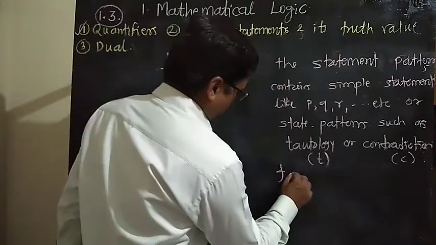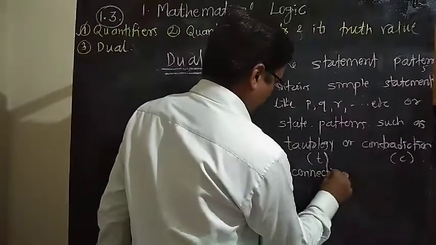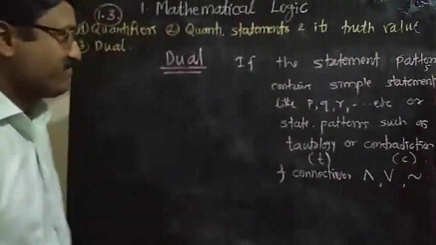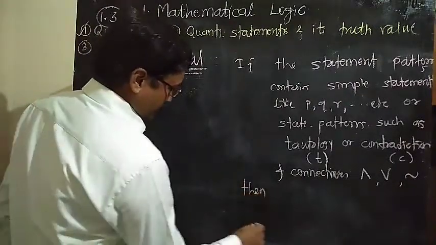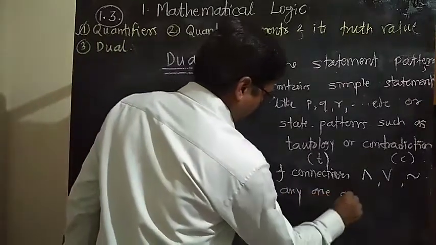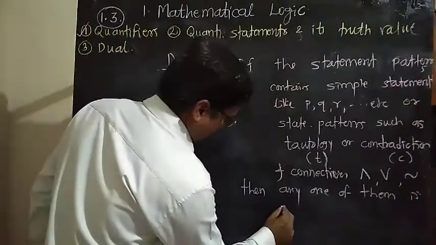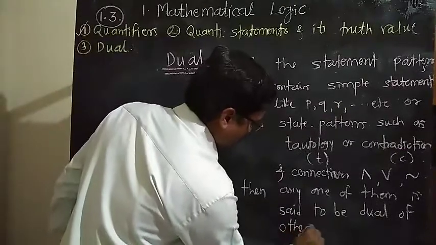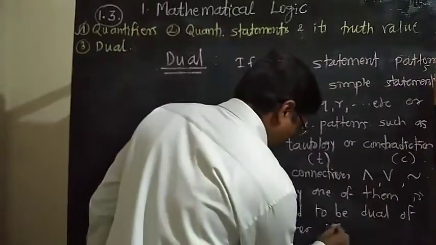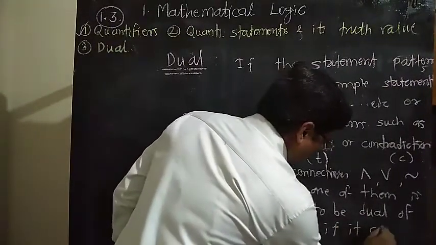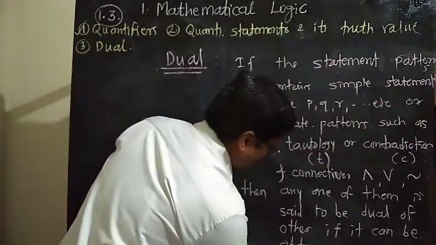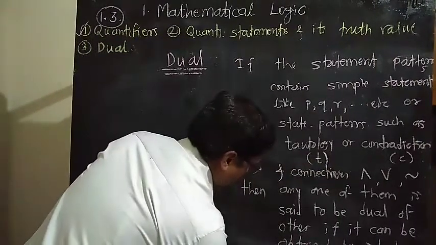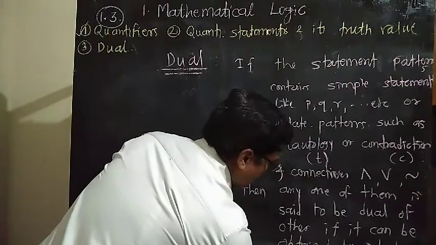and logical connectives and, or and negation, then any one of them is said to be the dual of the other if it can be obtained by interchanging conjunction with disjunction.